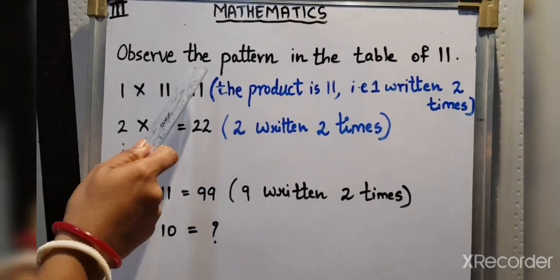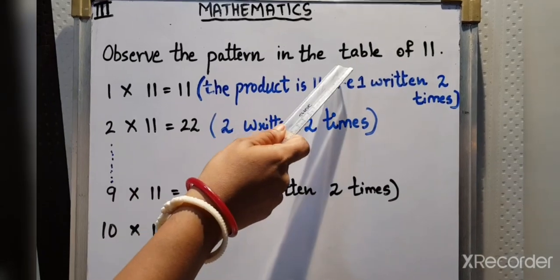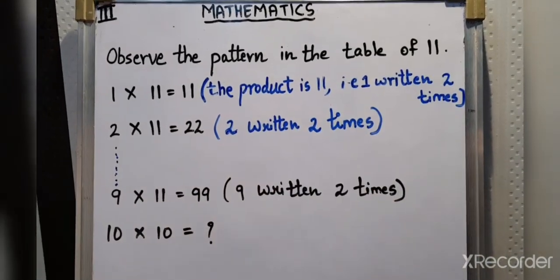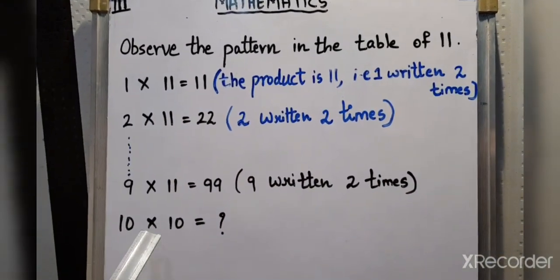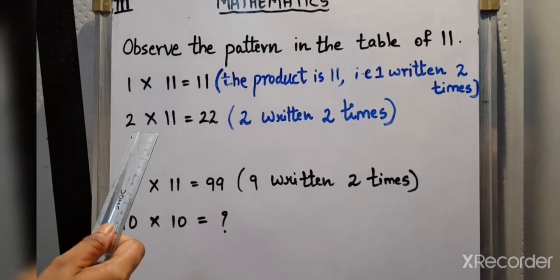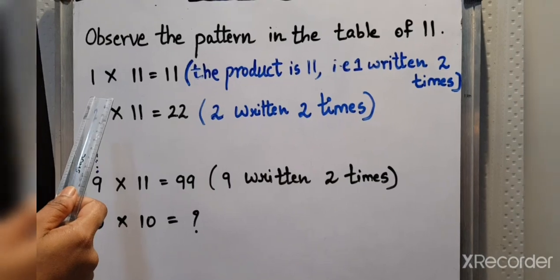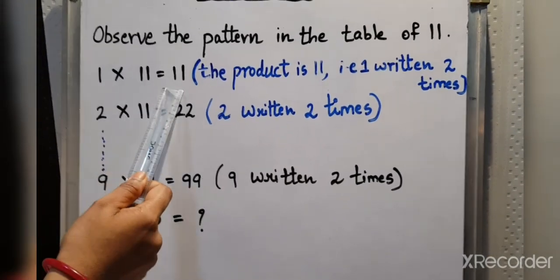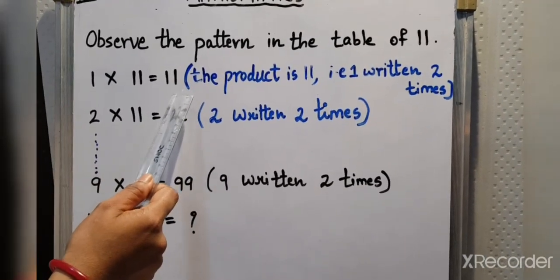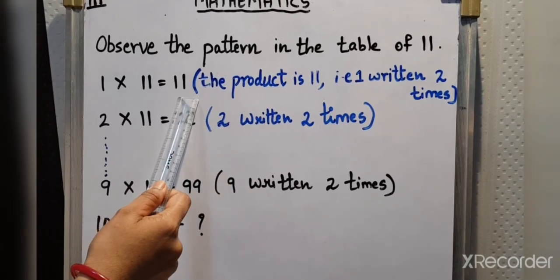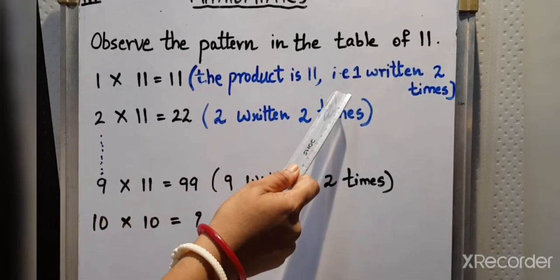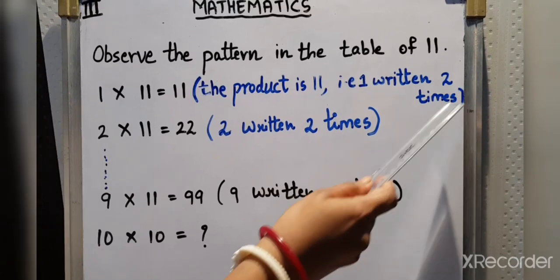Children, observe the given pattern in the table of 11. Here we have the table of 11. We will observe what pattern is given. Now 11 ones is 11, or 1 into 11 is equal to 11. Children, the product or the answer is 11. That is, 1 is written 2 times.